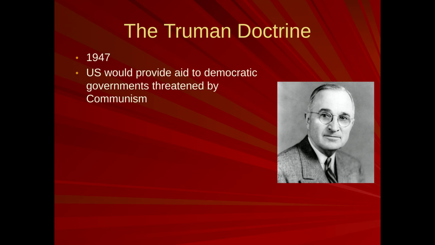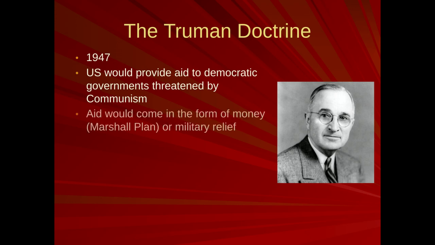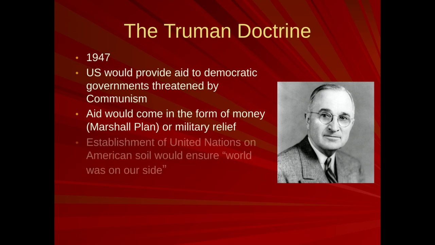So it's mainly looking out for these countries in Western Europe who felt like these Eastern European countries might try to overtake them and force them to become communist as well. So the Truman Doctrine is giving aid to these countries that felt threatened. Most of that aid would come in the form of money, mainly through another plan that we're going to discuss in just a few minutes, known as the Marshall Plan, as well as military supplies. So, if you were feeling threatened, the United States was willing to help out.